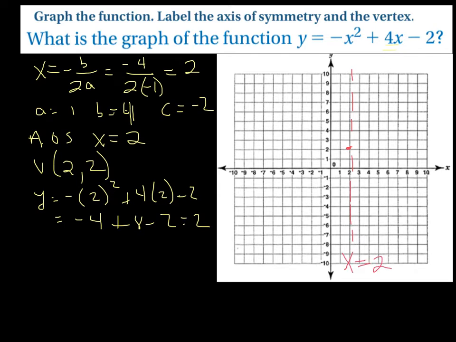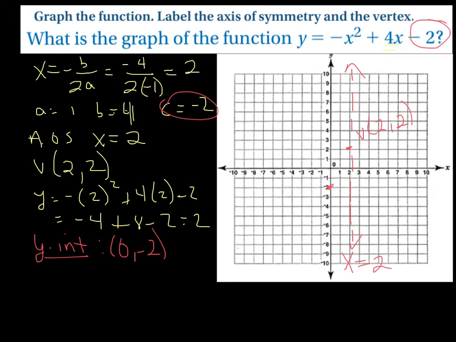So when we label it, we draw it underneath there so that we've labeled what that line is. And our vertex is here at (2, positive 2). Where is our y-intercept? That's one of the other key parts of the graph that we'll identify. Remember, our y-intercept is the constant, the c value. So our y-intercept is at (0, negative 2).